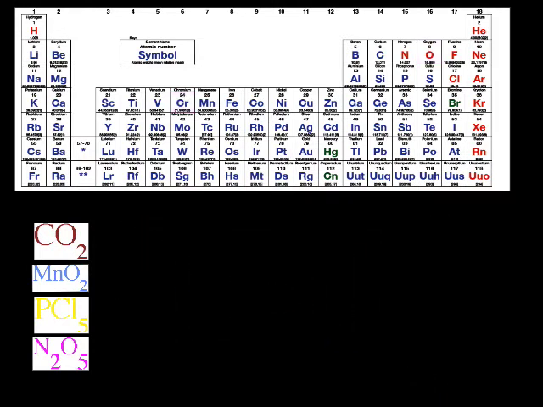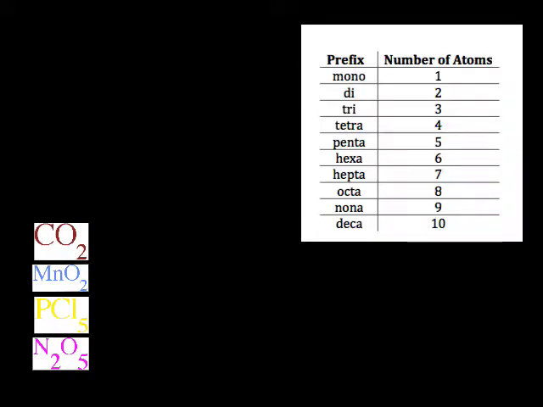So we realize that we need to name covalent molecules differently. We use prefixes to indicate the number of atoms of each individual element. For covalent compounds, we use prefixes. Mono means one atom, di 2, tri 3, tetra 4, penta 5, hexa 6, hepta 7, octa 8, nona 9, and deca 10. Sometimes, depending on the element, we drop the last vowel.